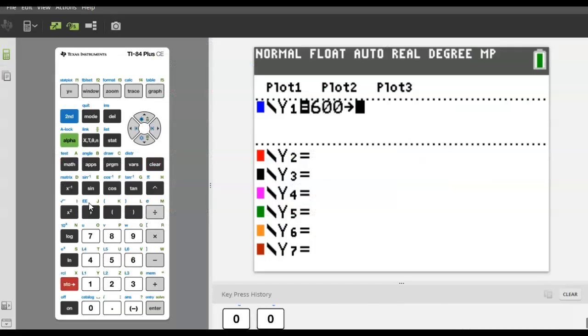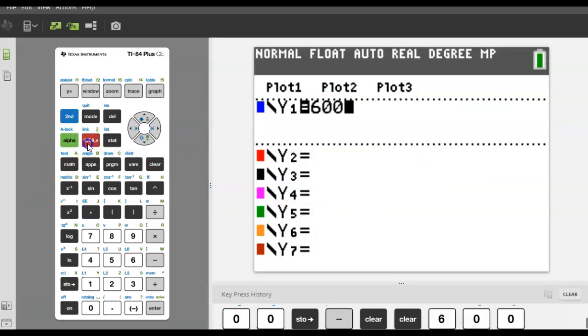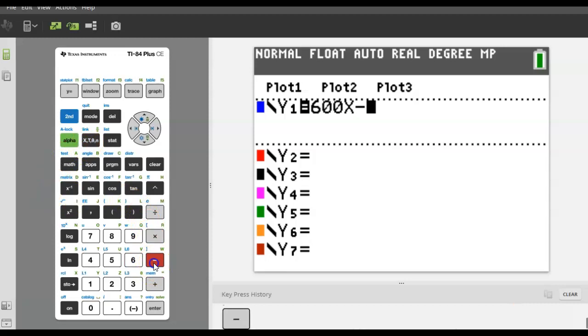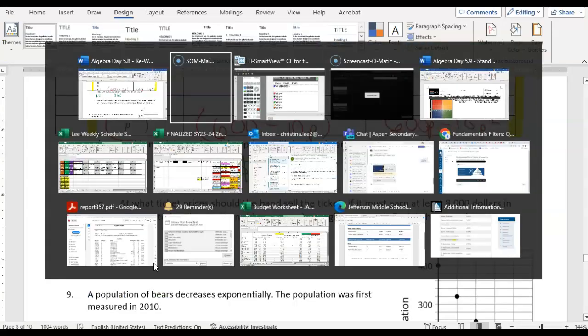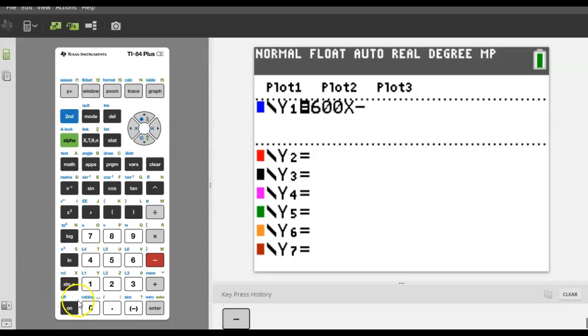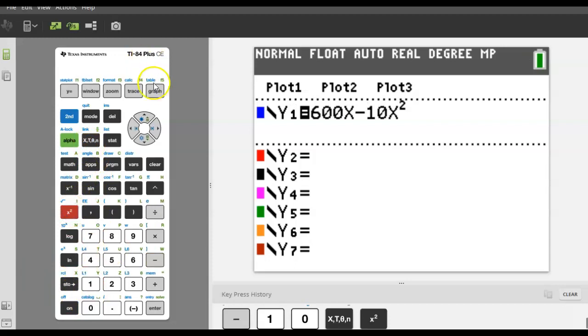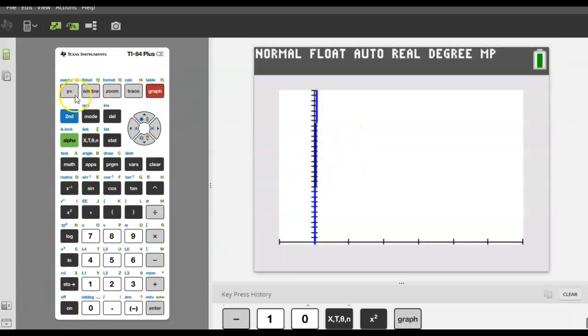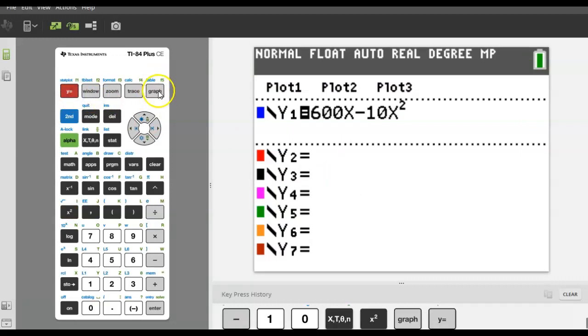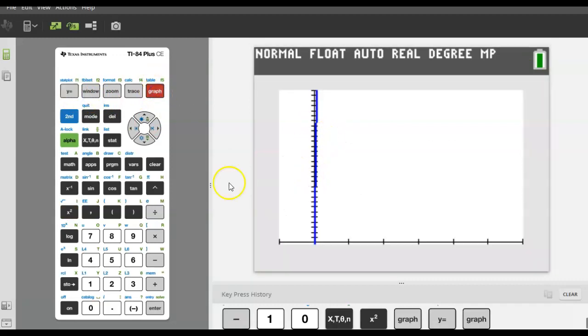We're going to do 600x minus, oh, nope, that's wrong. 600x minus, let me just make sure I have this correct here, 10x squared. So 10x squared graph. Okay, that is, let me just make sure I did this correctly. Yep, I did. Okay. So this is very hard to see.